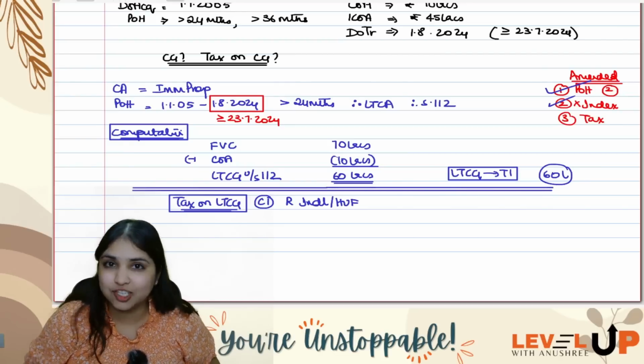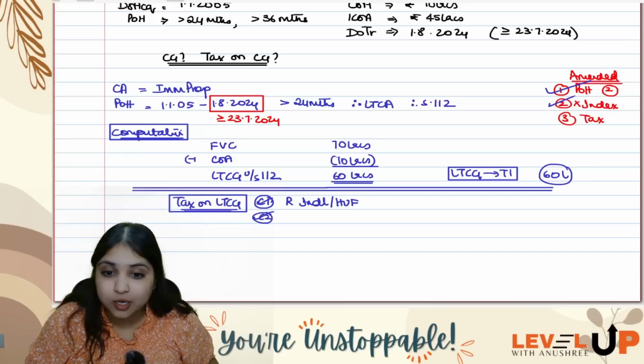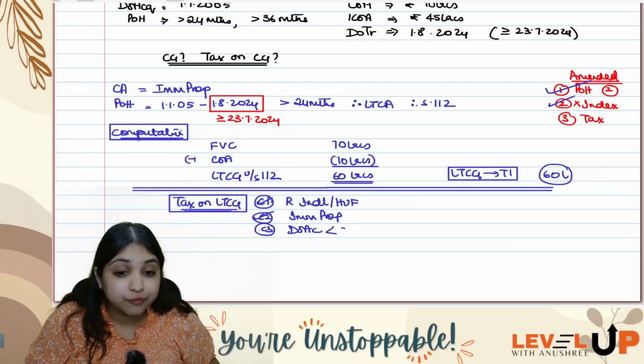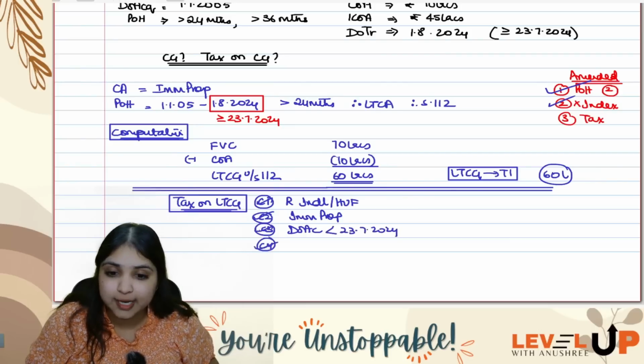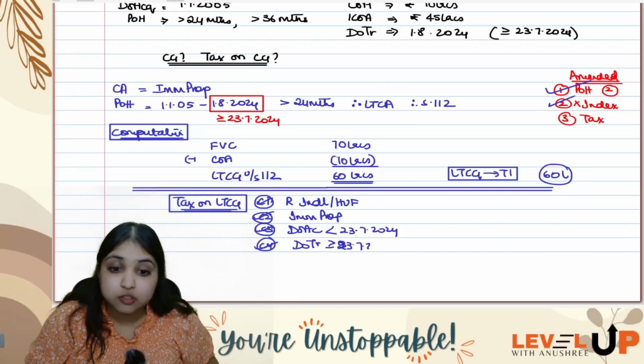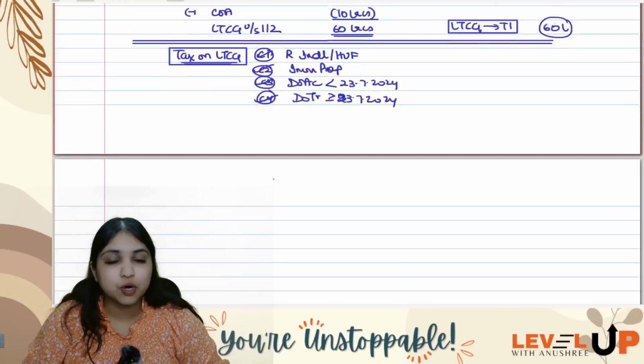Okay, so condition 1, yes, assessee is a resident individual or HUF. Condition 2, yes, the long term capital asset is an immovable property. Condition 3, yes, the date of acquisition was before 23rd July 24, and yes, condition number 4, the date of transfer is on or after 23rd July 24. So all the 4 conditions are fulfilled, guys. If all the 4 conditions are fulfilled, what will we do?